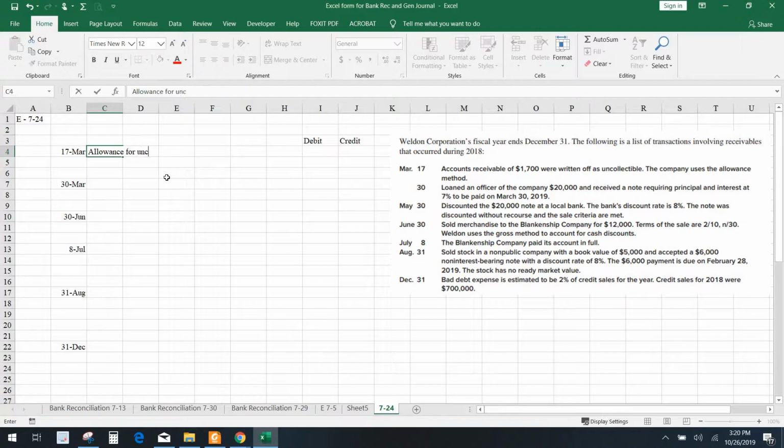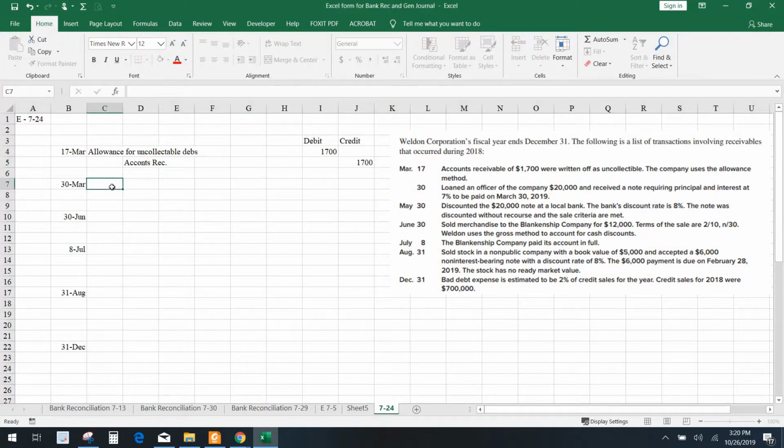for uncollectible debts, 1,700, and then it says accounts receivable were written off, so the credit is to accounts receivable for 1,700. Okay.